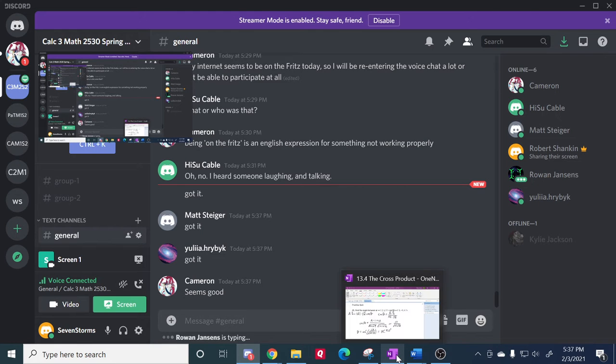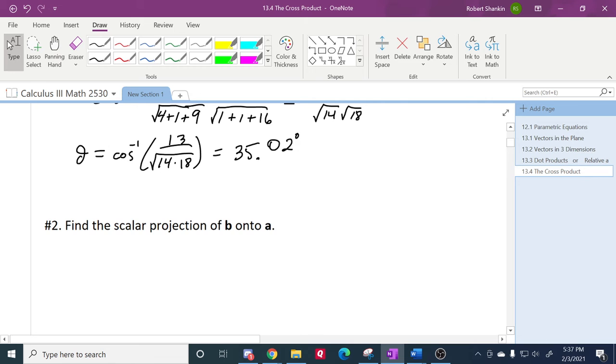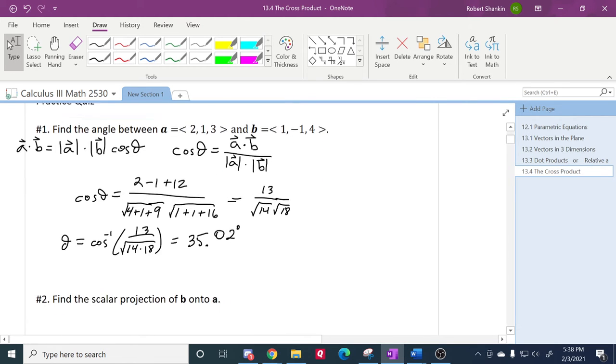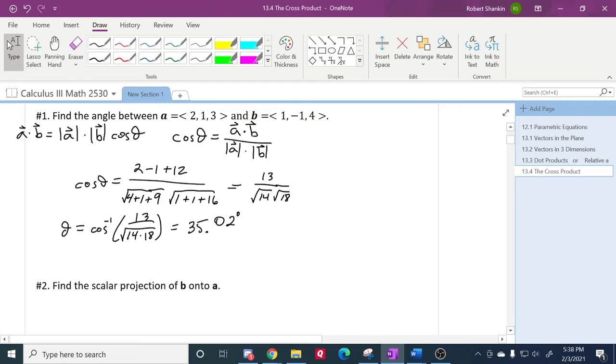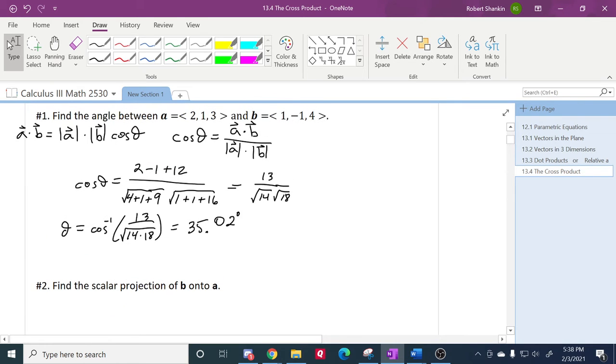Cameron, would you like me to read off the problem, or if you're not able to see it? Thankfully, I'm tracking so far. You're able to see it? Okay. So then find the scalar projection of B onto A. That's number 2.